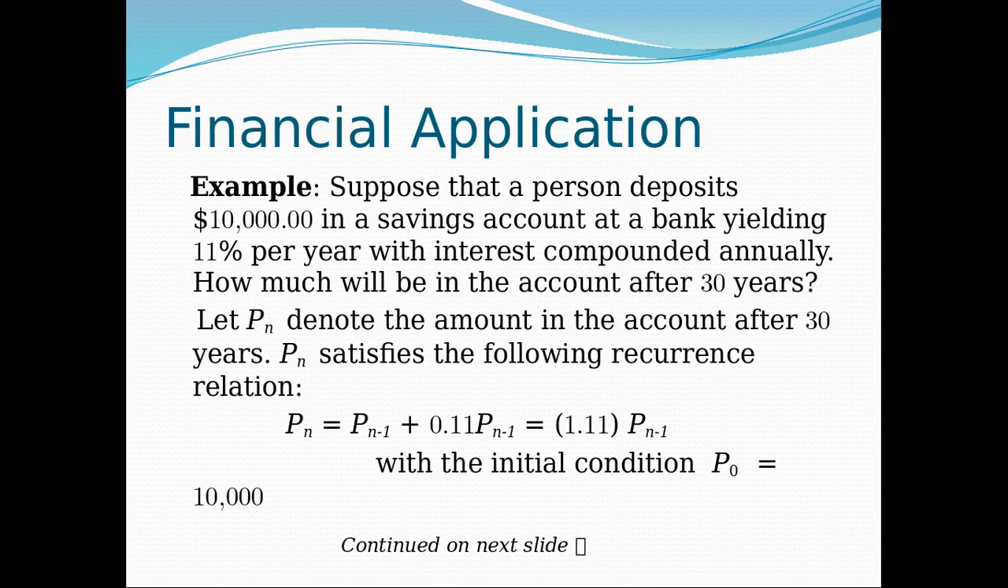A very practical example is financial applications. Suppose somebody deposits $10,000 in a savings account, and the yield per annum is 11%. The interest is compounded annually. How much will be in the account after 30 years? One way of finding the value of the account after 30 years would be to keep on finding the savings account value after every year. So the recurrence relation is Pn is equal to Pn minus 1 plus 0.11 Pn minus 1, right? So you add 11% to the previous value, and then you get the next value, so 1.11 into Pn minus 1. In order to find the 30th year, you'll have to find the 30 terms, and then you would know what is the value of the account at the end of 30 years.